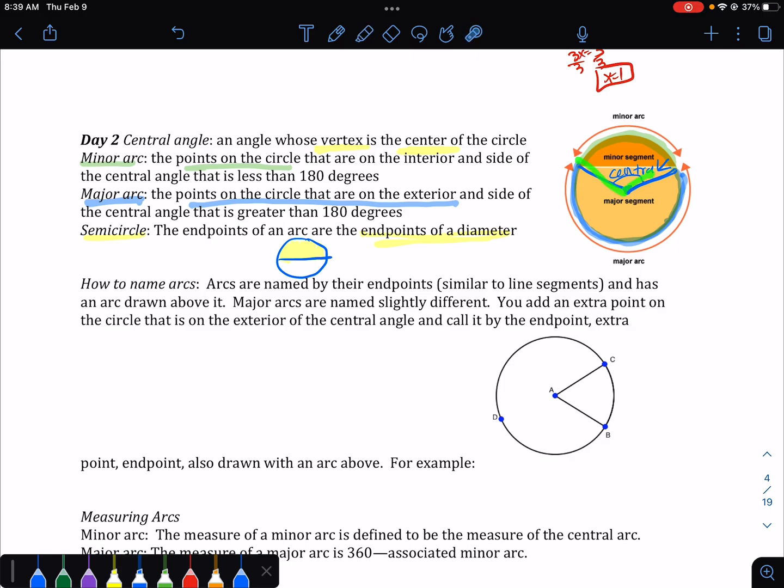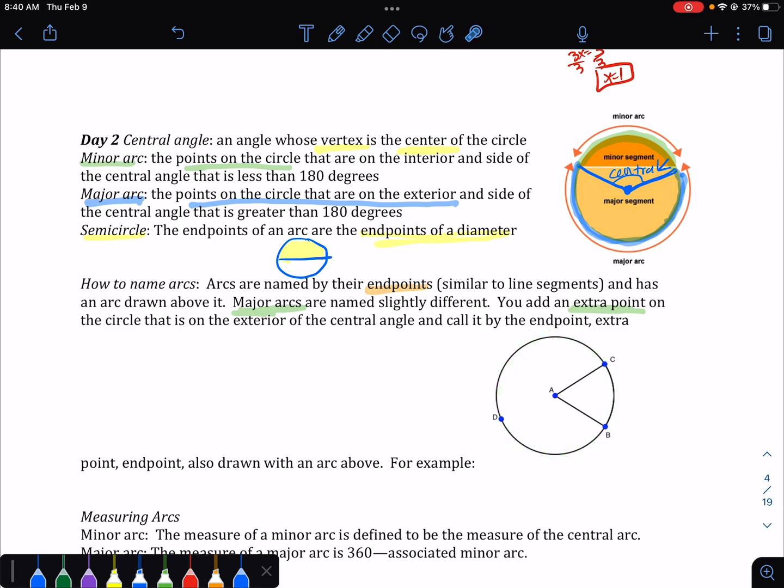So we already know how to name angles. We can still use our 3 letters. So this would be CAB, or you could do angle BAC. But we need to know how to name arcs. So arcs would be like the crust of a pizza, or the crust of a pie. Okay? So we name them by their endpoints, which is similar to segments, but we have an arc drawn above it. Okay? For major arcs, you have to add an extra point and use that so that we can differentiate between the minor arc versus the major arc.